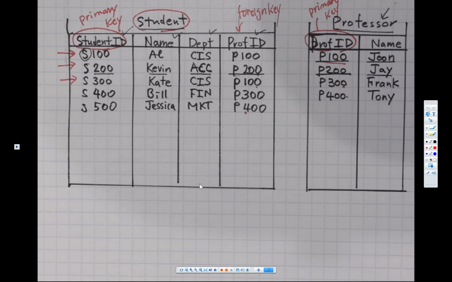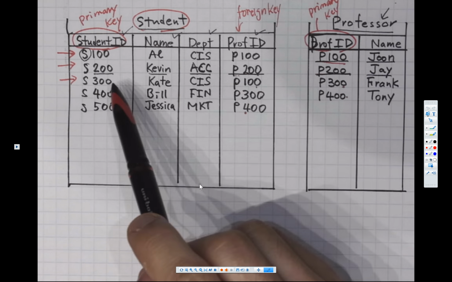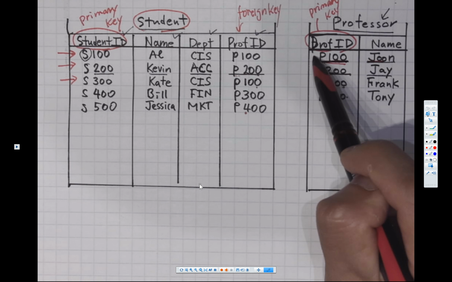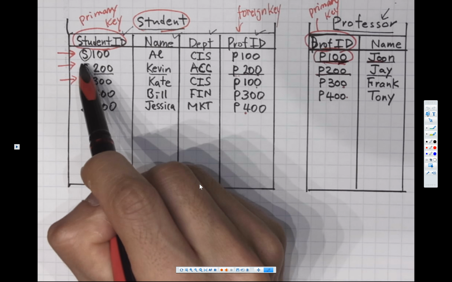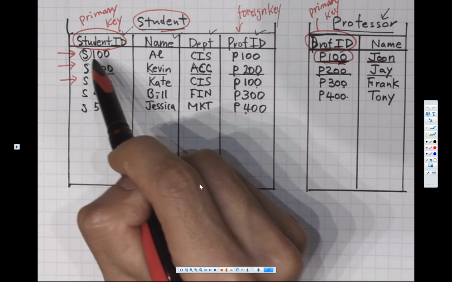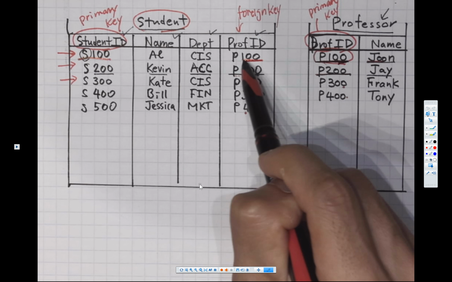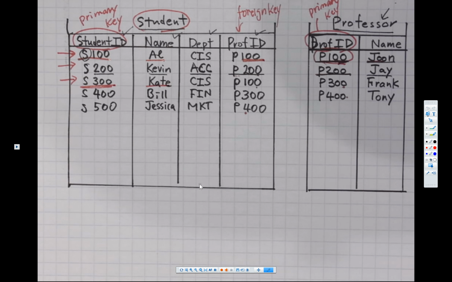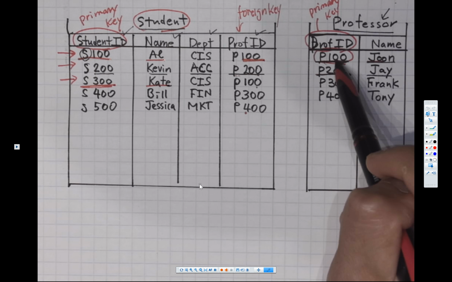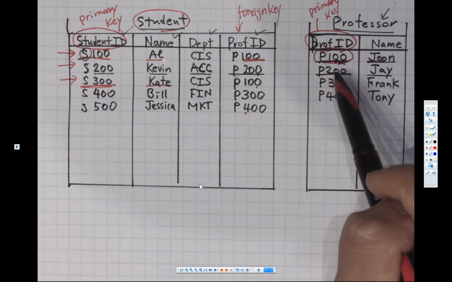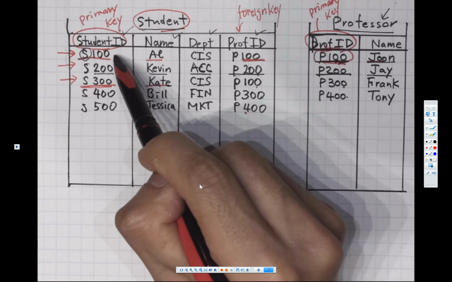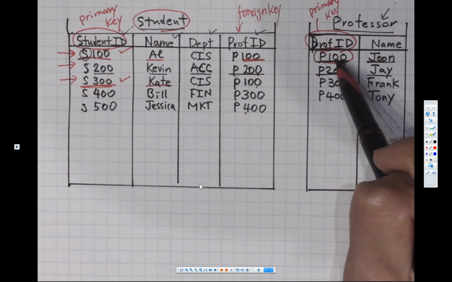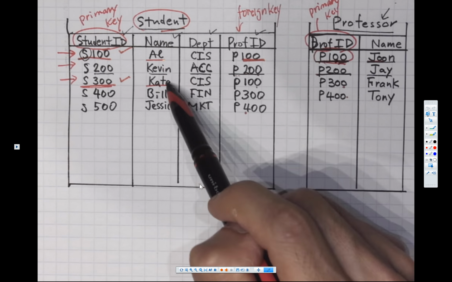Another thing we can find out from these two tables is that professor P100 has two students, S100 and S300, Al and Kate. So based on this table, professor P100 advises two students, S100 and S300. Professor P100 advises Al and Kate.